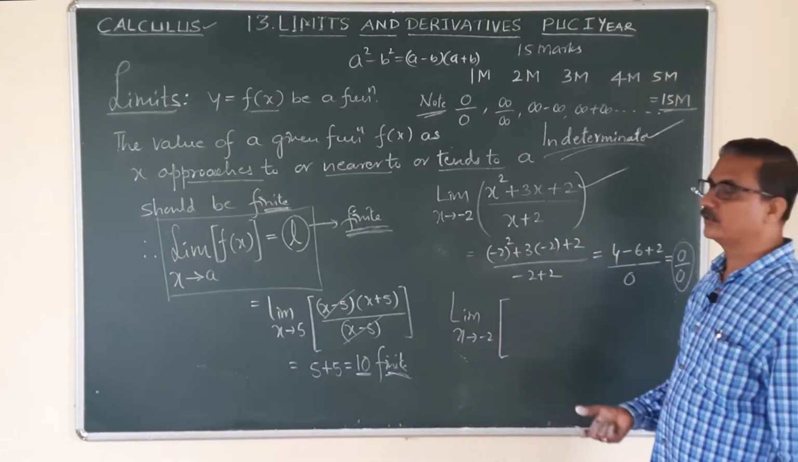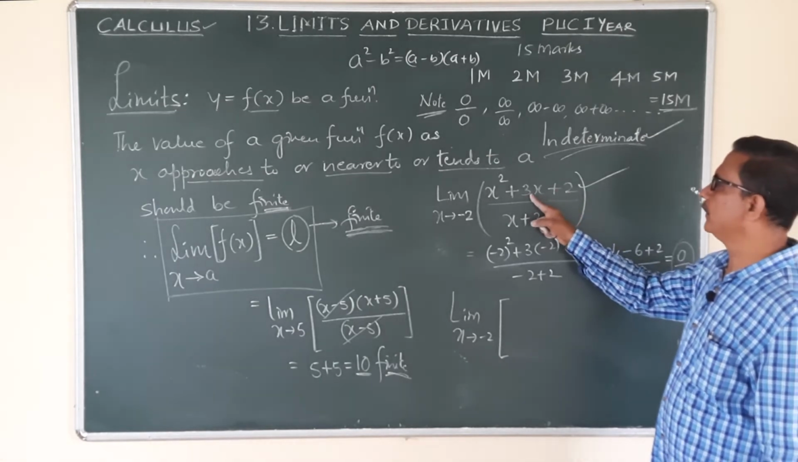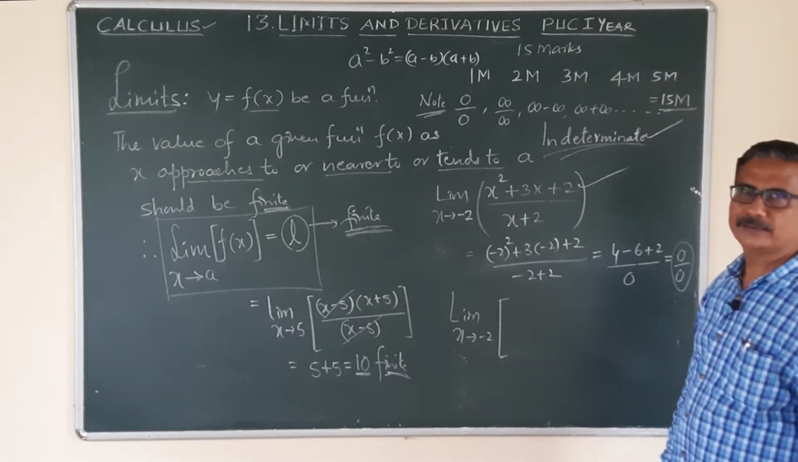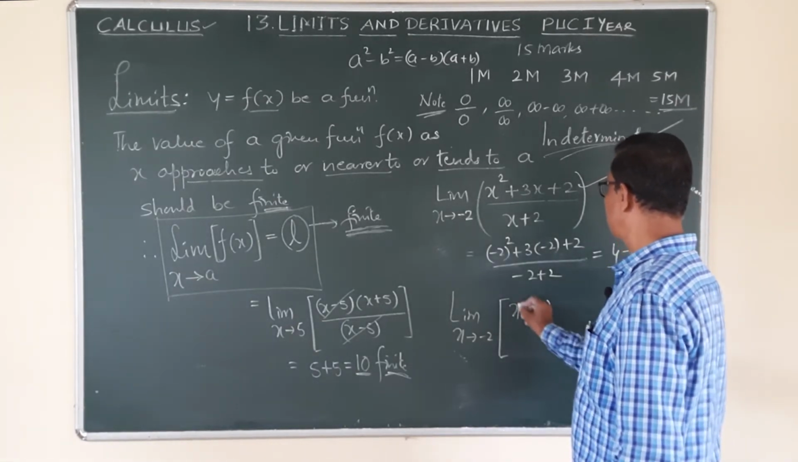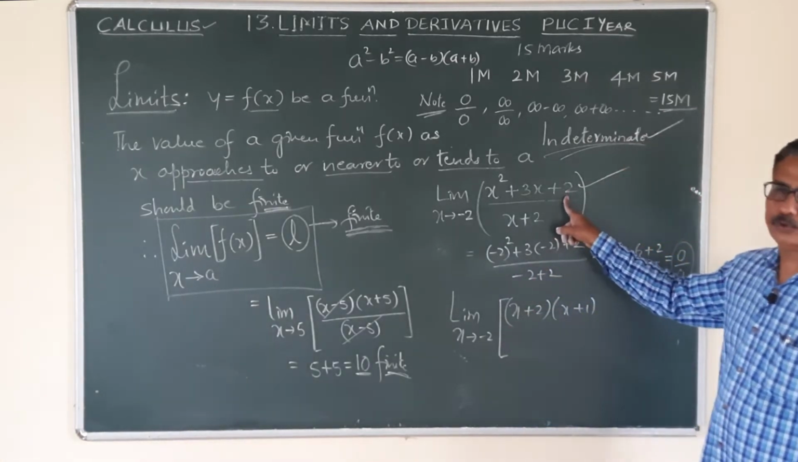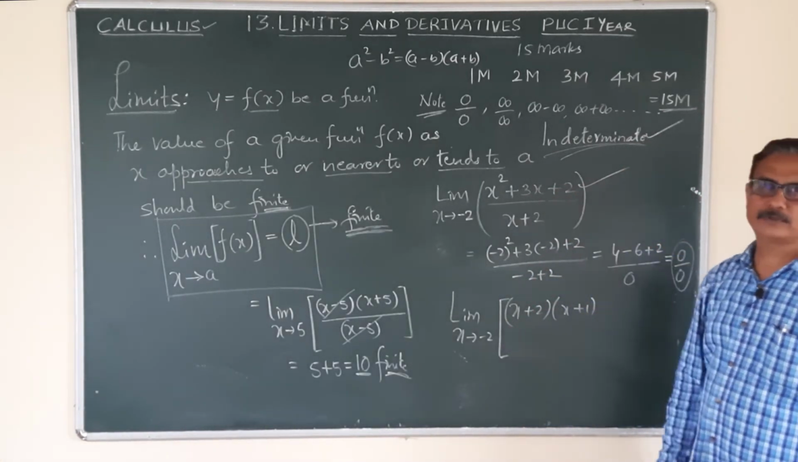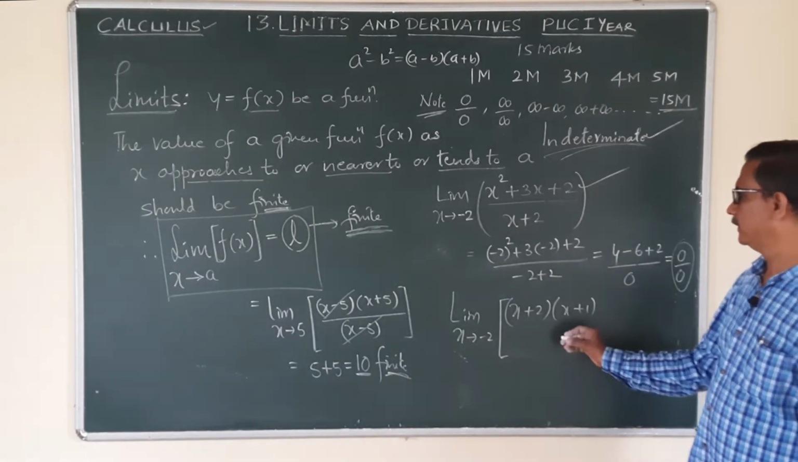We got 2 roots. If you multiply any two numbers, you get 2, and if you add the same numbers, you get 3. What are the numbers? 2 and 1. 2 times 1 is 2, 2 plus 1 is 3. So the factors are x plus 2 into x plus 1. Correct? Multiply to get 2, add to get 3. Those numbers are 2 and 1.